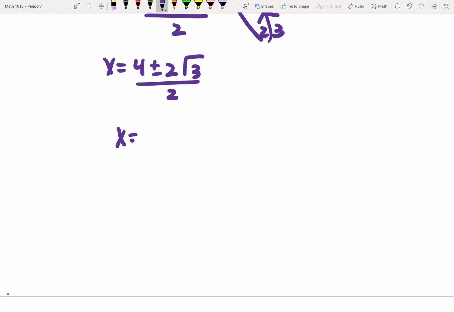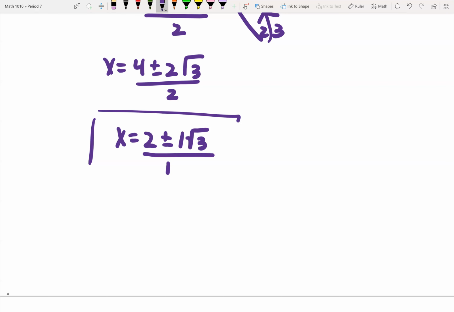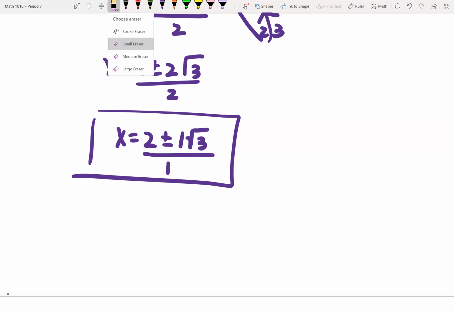2 goes into 4 2 times. 2 goes into 2 1 time. Square root of 3. 2 goes into 2 1 time. Is that answer right there right or wrong? It's right. It's awkward. Who cares? It's right. Okay. Here, this one is divided by 1. Don't need it. This one is multiplied by 1. Don't need it. There you go.